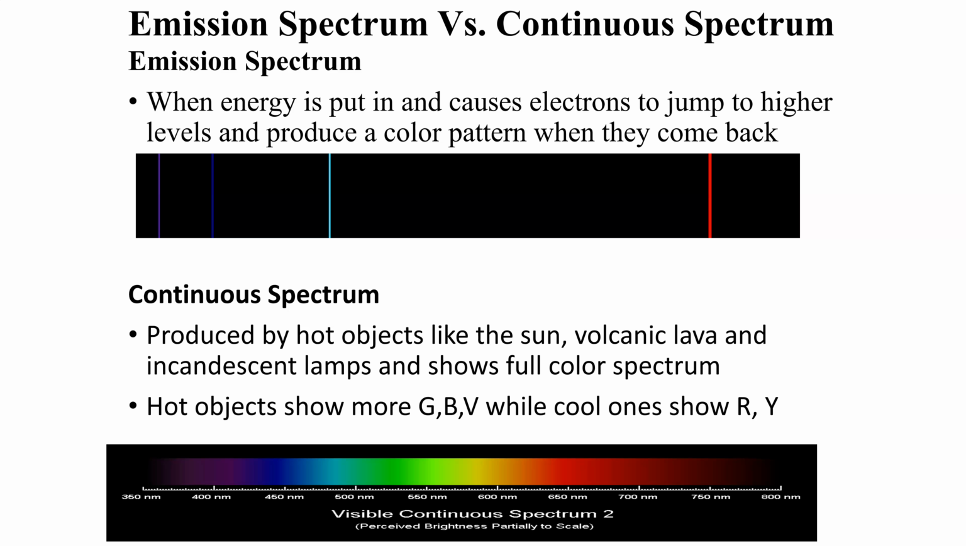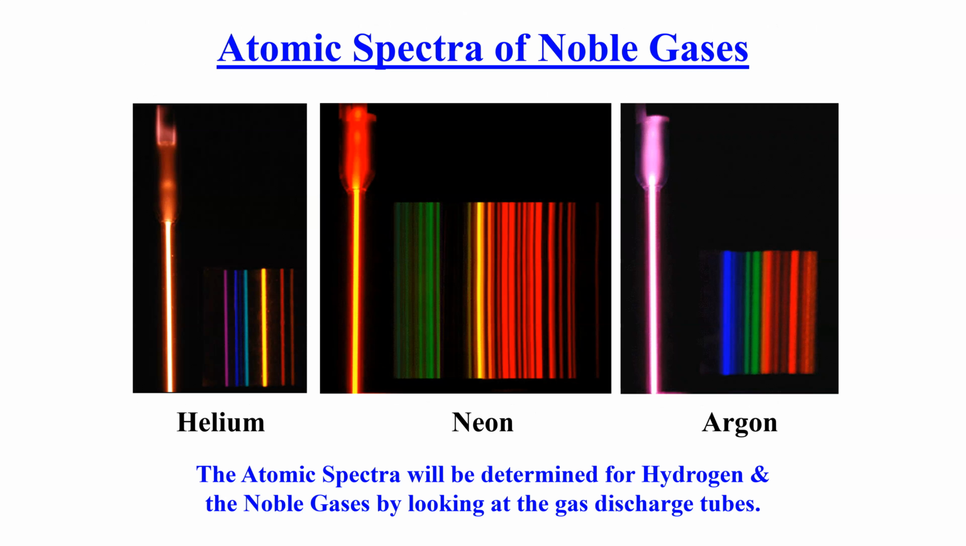The other thing you want to note is that hot objects show more green, blue, and violet, while cool objects show red and yellow. So if you see a black body emission and you see more of a red or yellow, that's not as high a temperature. If you see green, blue, and violet, it's extremely high temperature. So you can actually tell how hot the object is to some level of accuracy based on the color you're seeing as well.